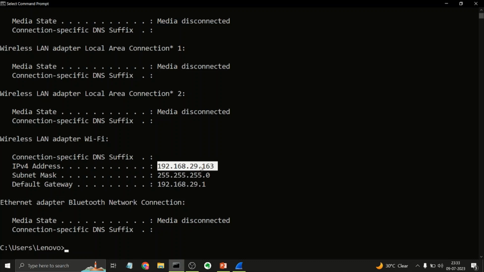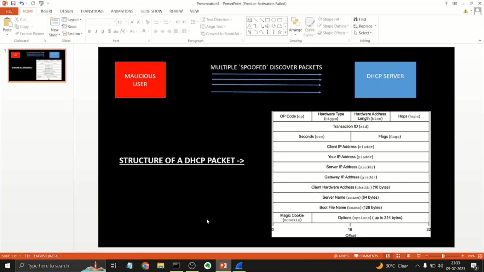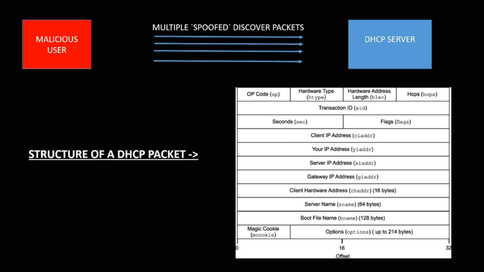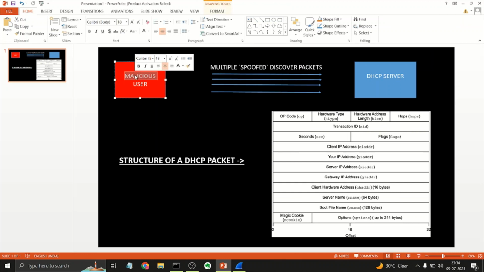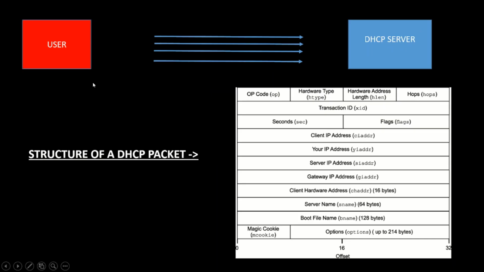If I have to give you a gist of the DORA process itself, it could be something like this. The first packet, which is the discover packet, is sent by, let's assume this is not a malicious user but a normal user, and let's just ignore the multiple spoofed discover packets. I'm going to be getting into this later, but for the sake of simplicity, to understand what the DORA process itself is, let's assume this is a normal user. So let's just get rid of this for now. Yes, so this is a normal user.